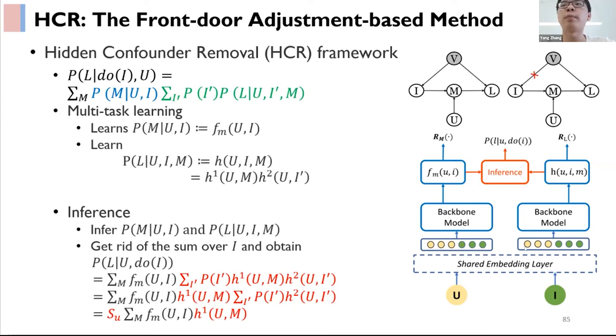The two tasks share the same bottom layers of the multi-layer networks. After P(M given U, I) and P(L given U, I, M) have been estimated, they are used to compute the target causal effect. In their implementation, the sum operation over the item I can be eliminated with the specially designed prediction model for L like this.